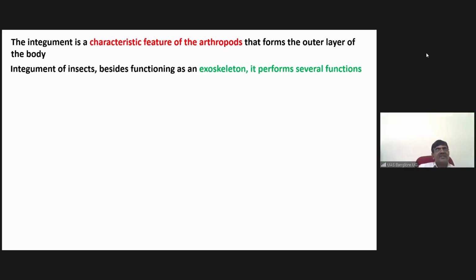So this integument is a characteristic feature of all arthropods that forms the outer layer of the insect body. In insects, apart from functioning as exoskeleton, it performs several other functions. So the main function of the insect integument is that it acts as an exoskeleton.